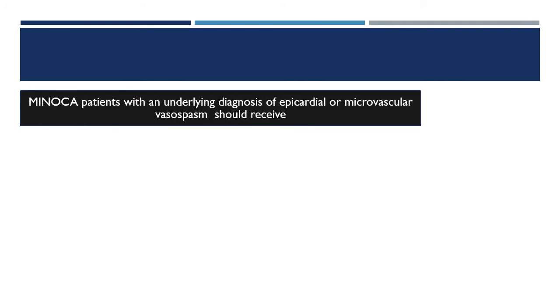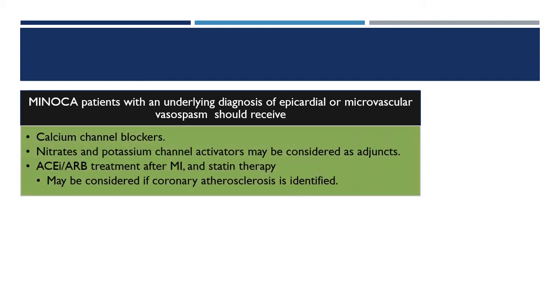MINOCA patients with an underlying diagnosis of epicardial or microvascular spasm should receive calcium channel blockers. Nitrates and potassium channel activators may be considered as adjuncts. ACE inhibitors, ARBs treatments after MI, and statin therapy may be considered if coronary atherosclerosis is identified. Otherwise, we can only give these patients nitrates and calcium channel blockers along with aspirin.